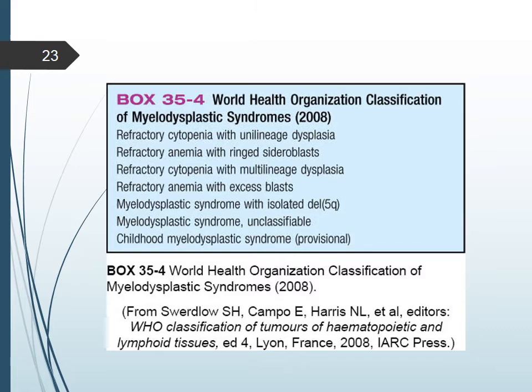So here is a box from your textbook, box 35-4, that gives you the categorization by the World Health Organization. Important to mention here is that the original modification from the FAB classification of MDS included a reduction in the percentage of blasts required to diagnose acute myeloid leukemia from 30% to 20%. And they have 2 new classifications, that is refractory cytopenia with multilineage dysplasia and the deletion of 5q syndrome.